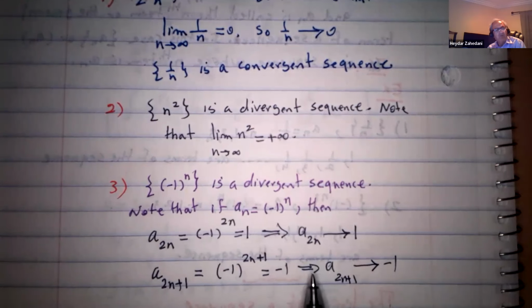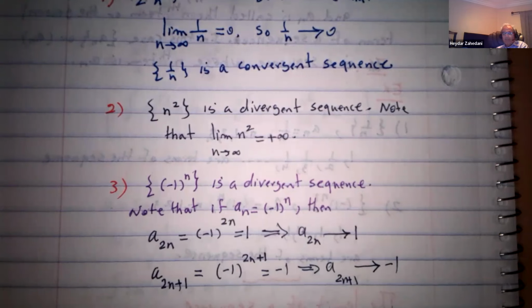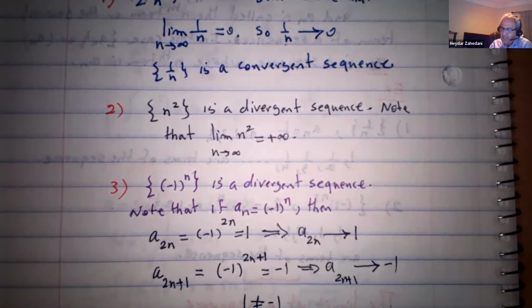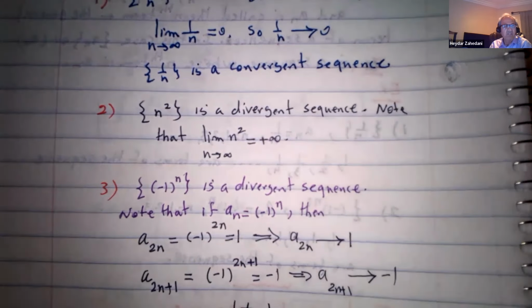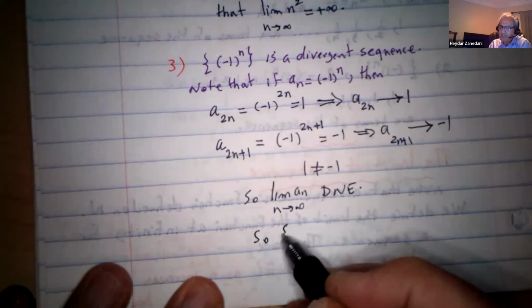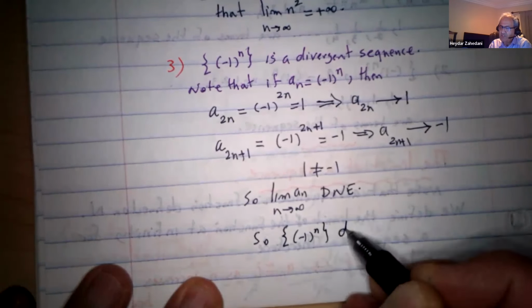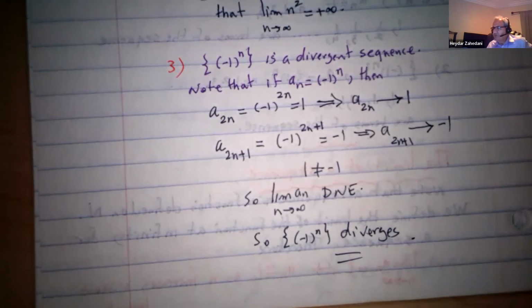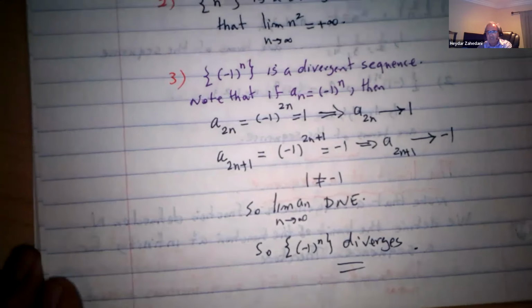So for many of the values with the even index, this converges to positive one, but for some others, it converges to negative one. So one is not equal to negative one. This means the limit of a_n as n goes to infinity does not exist. Since this limit does not exist, the sequence negative one to the n diverges. It's a very popular sequence. We are going to use it quite a lot from now on. But anytime you claim that this is divergent, you better know the reason.